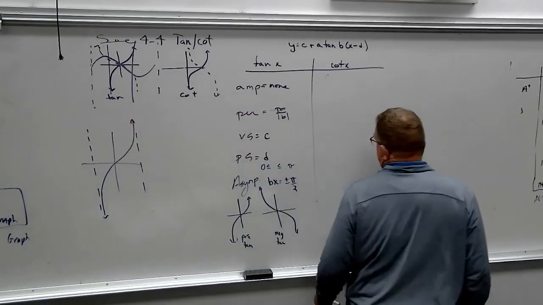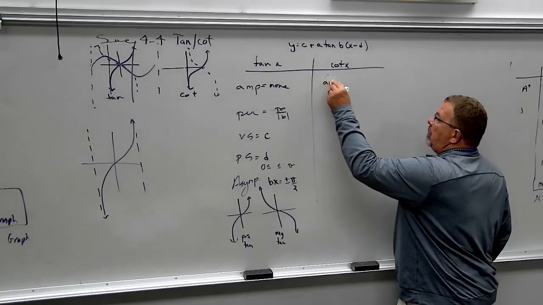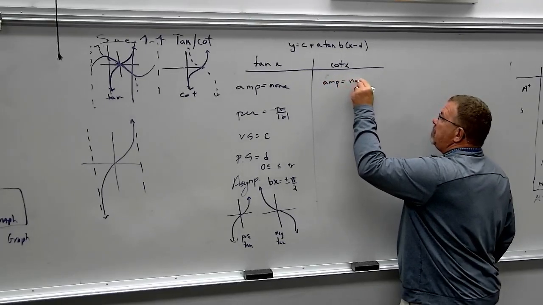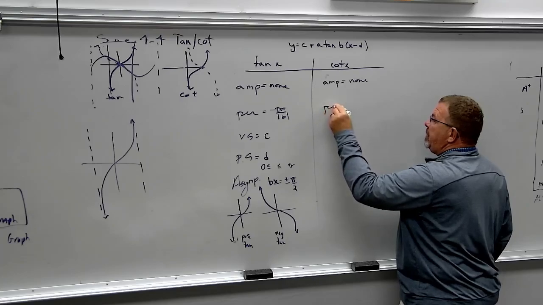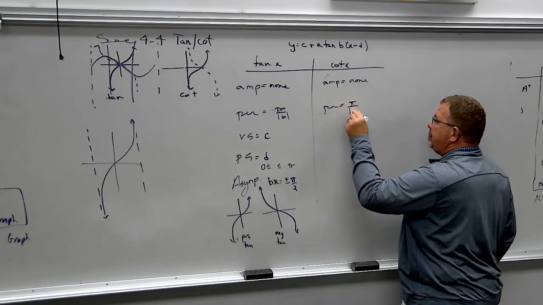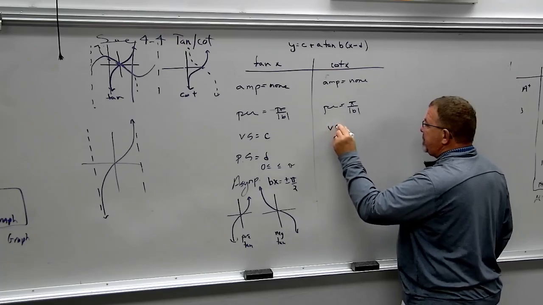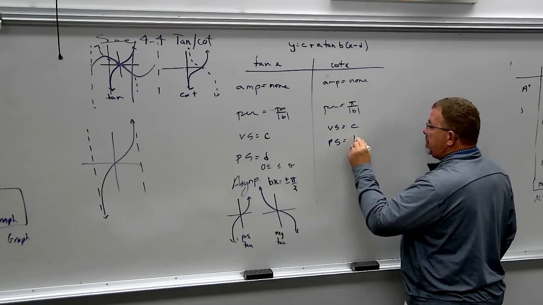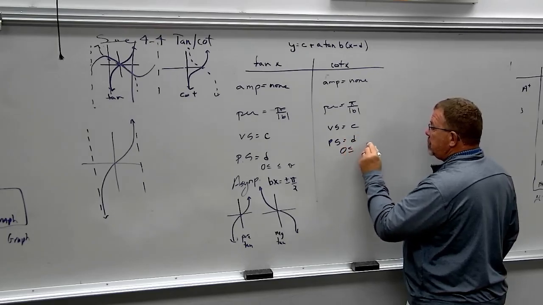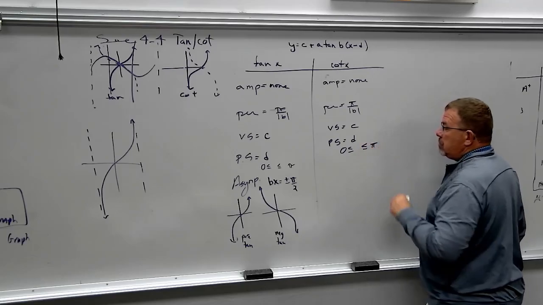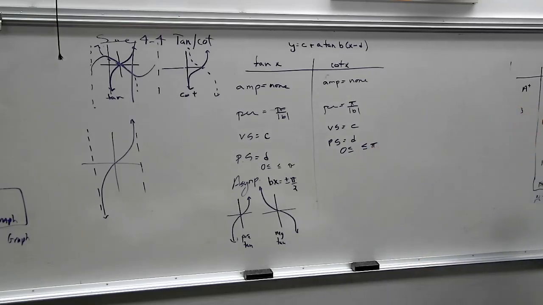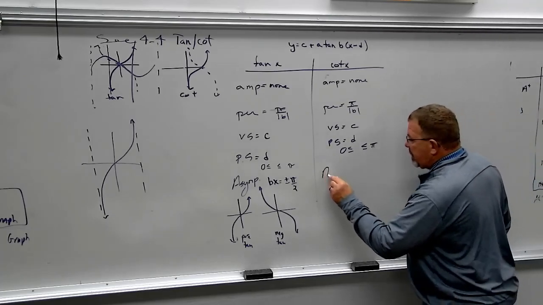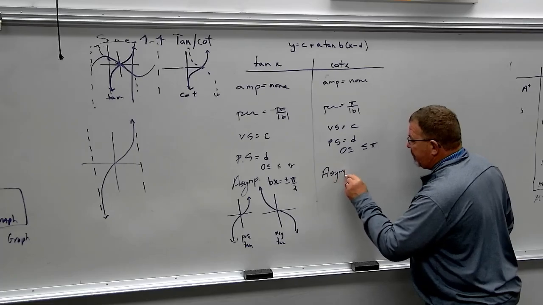Let's do cotangent, and then we'll just graph a couple. So amplitude is going to be the same, none. The period is still pi over b. Vertical shift is still the same. Phase shift, still the same. It's your d value. So everything so far is hunky-dory. Everything's identical. The formula to calculate the asymptotes is a little bit different.